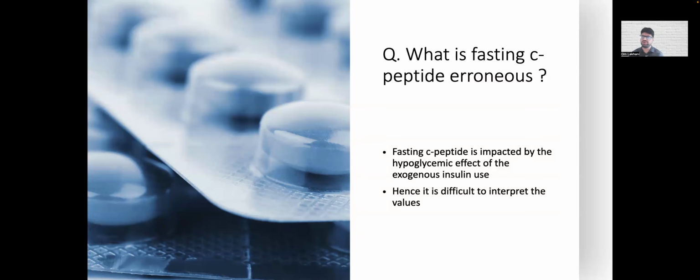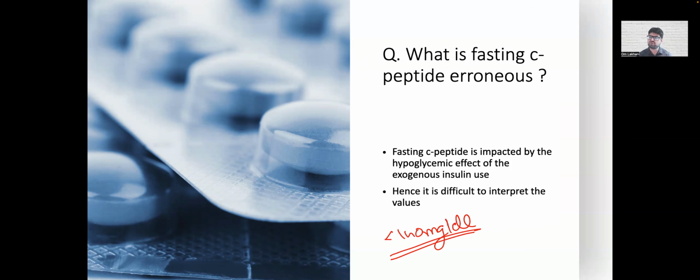Now, I told you that you measure the random C-peptide. Why not fasting C-peptide? Well, fasting C-peptide sometimes can have problems. Remember, assuming the patient has reasonable blood sugar control, the fasting blood glucose values will often be less than 140. The patient might have taken a basal insulin a day prior, and because of that, the patient may often have hypoglycemia.